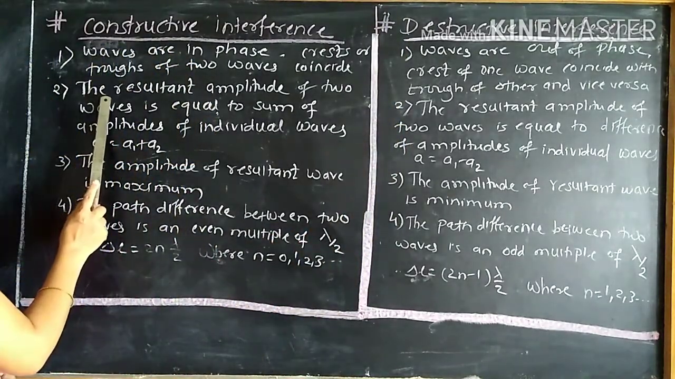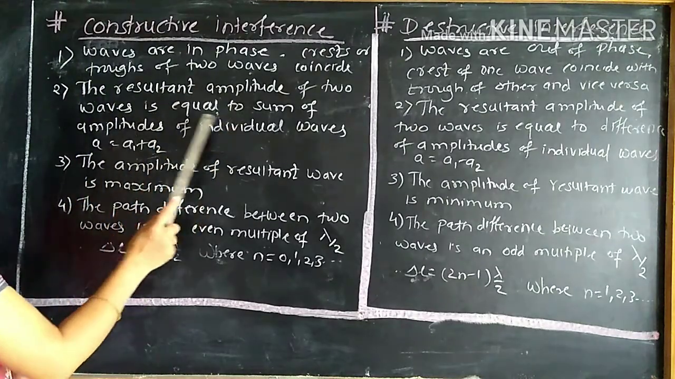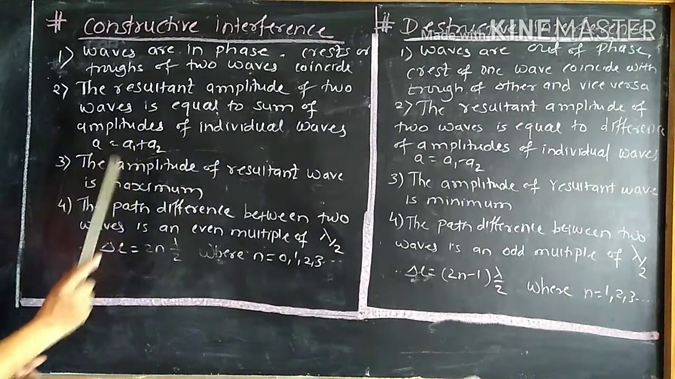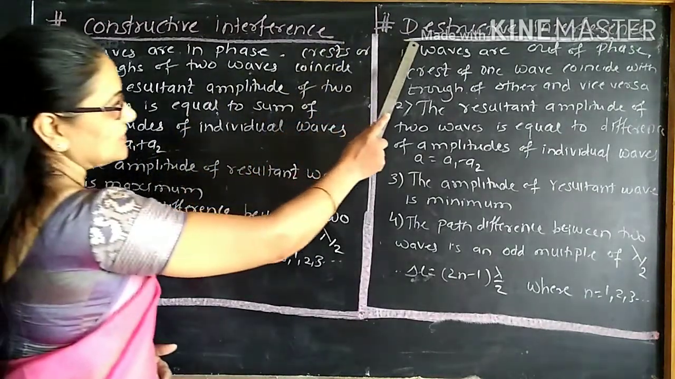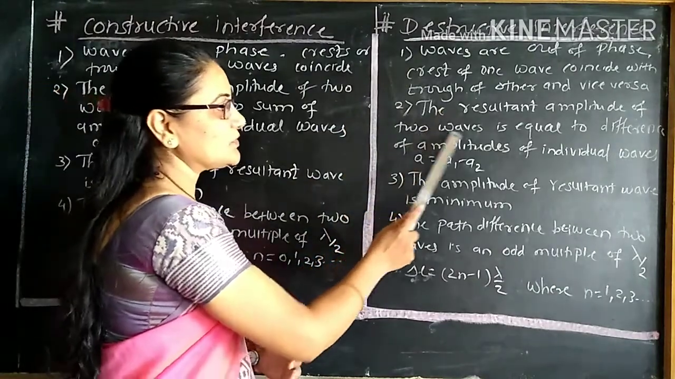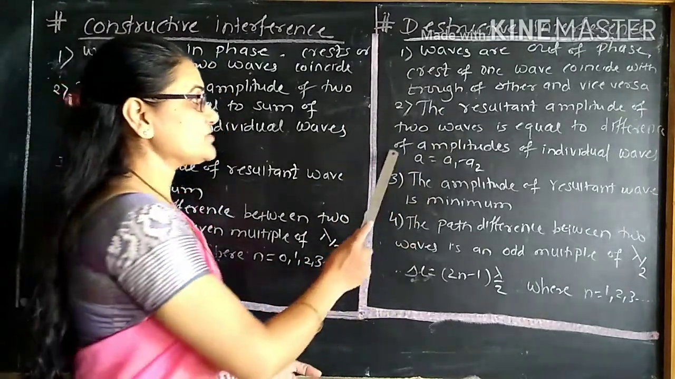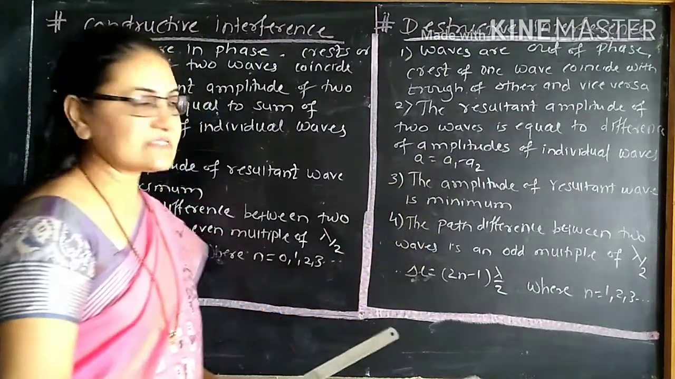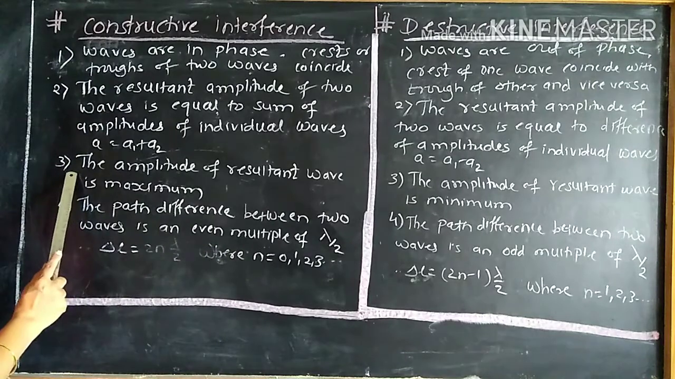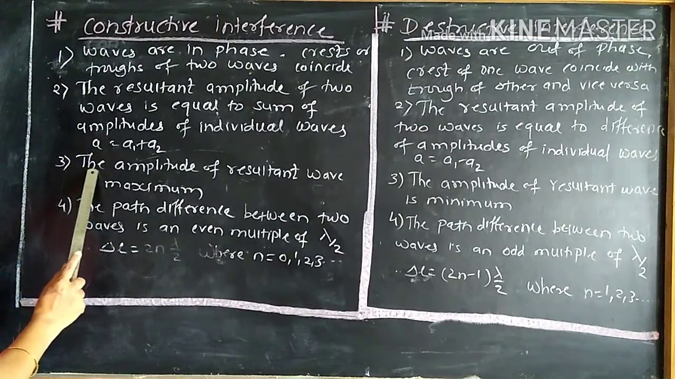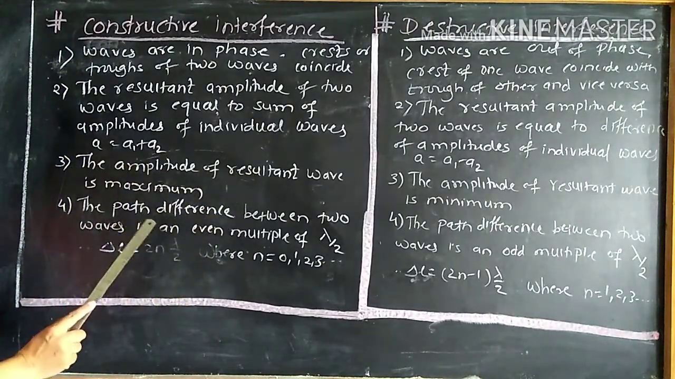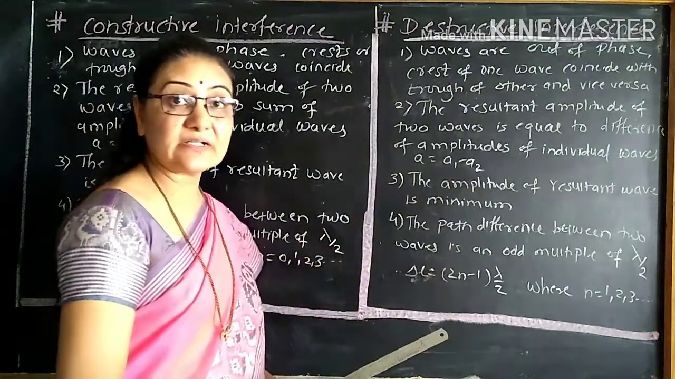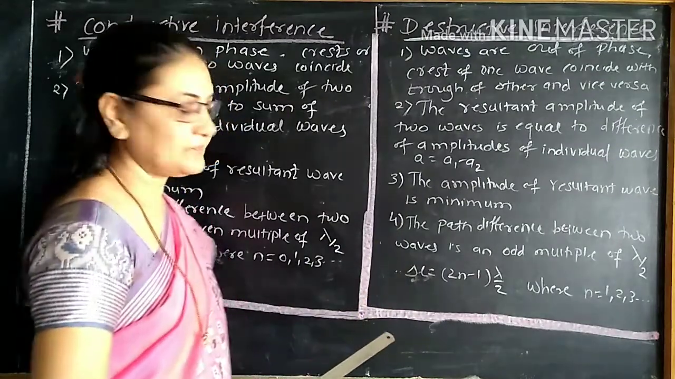In constructive interference, the resultant amplitude of the two waves is equal to the sum of amplitudes of individual waves. That is, A is equal to A1 plus A2. While for destructive interference, the resultant amplitude of the two waves is equal to the difference of amplitudes of individual waves. That means A is equal to A1 minus A2. For constructive interference, the amplitude of the resultant wave is maximum, while for destructive interference, the amplitude of the resultant wave is minimum.